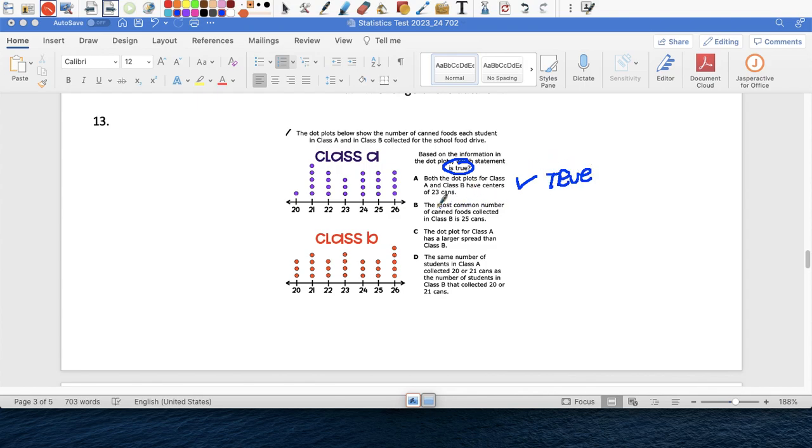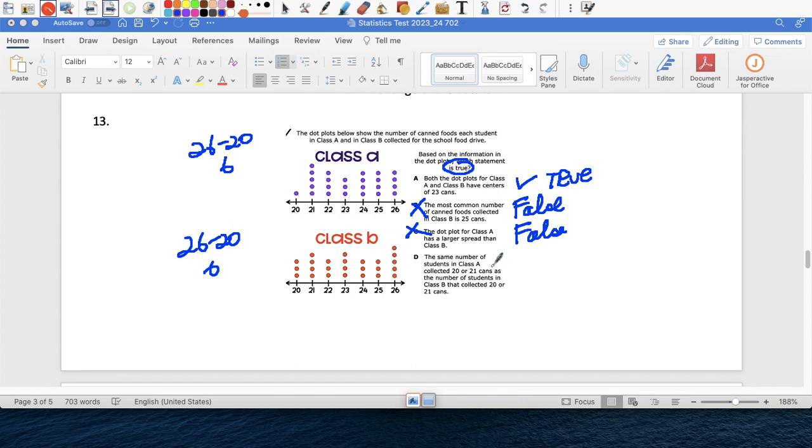The most common number of canned foods collected in class B is 25. In class B, which one is the most common? The most common is 26, so that's not it, so that's false. The dot plot for class A has a larger spread. Well, remember spread, think about range. Class A, the range is 26 minus 20, which is 6. Class B, the range is 26 minus 20, which is 6. So that is false.